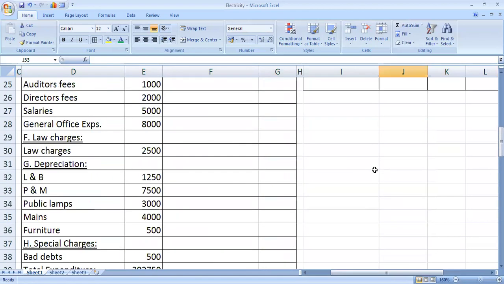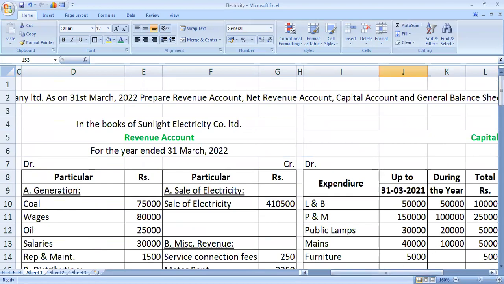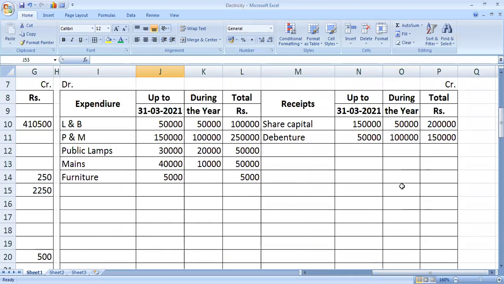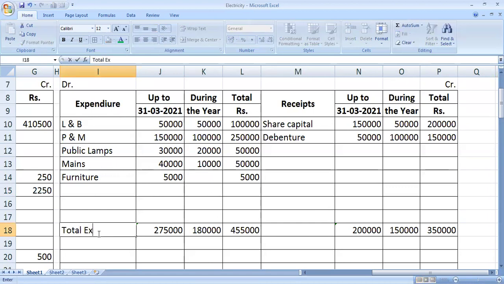Then create a total of the capital account. Expenditure side: up to 31st March 2021, 2,75,000. During the year, 1,80,000. Total rupees 4,55,000. Then create the receipt side total also. Receipt side: 2 lakh up to 31st March 2021. During the year, 1,50,000. Total of the receipts 3,50,000.